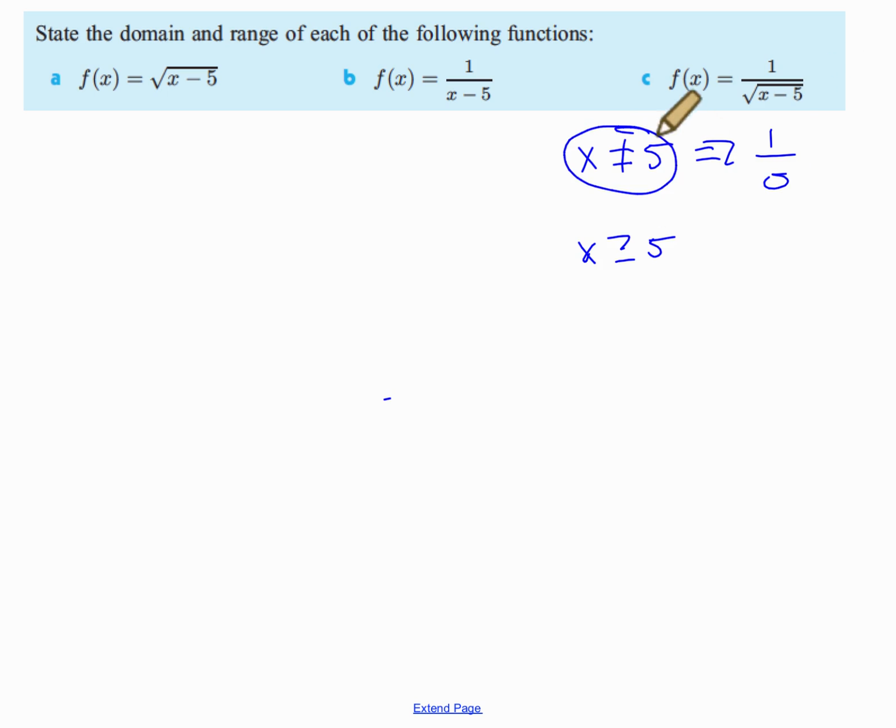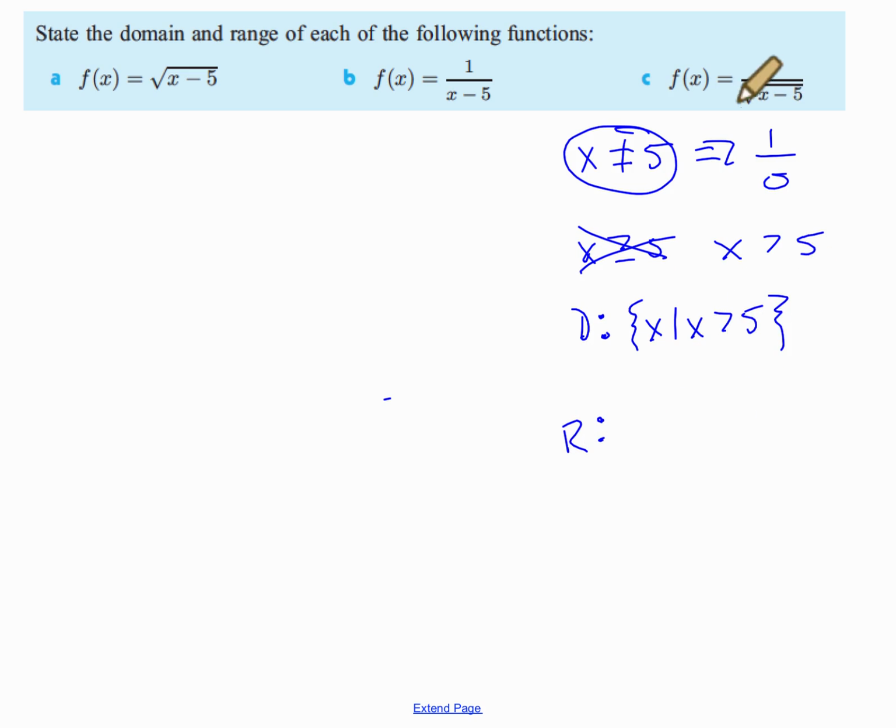But from this, we know that x cannot equal 5, so we have to change this and say that x can be greater than 5. Greater than 5, okay? Because if it was equal to 5, we would have 0 in the denominator. Less than 5, we can't take the square root of a negative number. So the domain here is the set of x such that x is greater than 5. Okay. Range. Let's think about this a little bit.